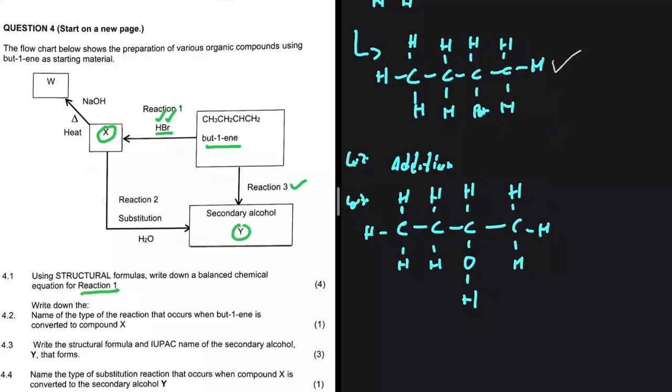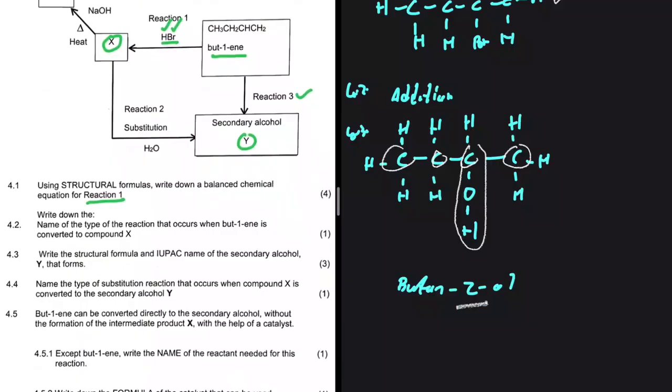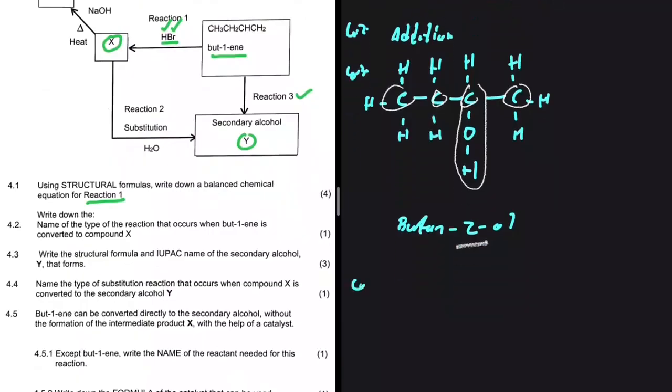Let's go ahead and name this alcohol. How many carbons? 1, 2, 3, 4. Which side are we numbering from? From the right, because our OH is going to be on the second carbon. If we start numbering from the left, it is going to be on the third carbon. So our IUPAC name will be butan-2-ol. The functional group is on the second carbon. That is 4.3. Let's do 4.4.